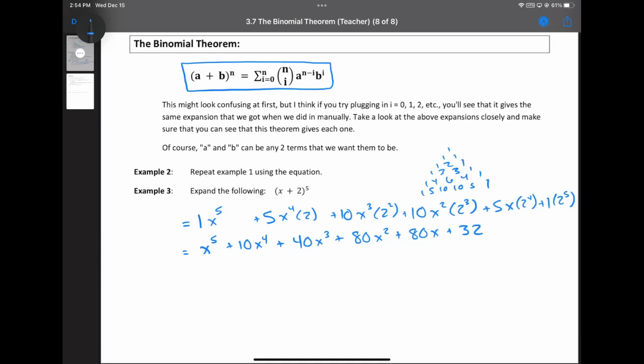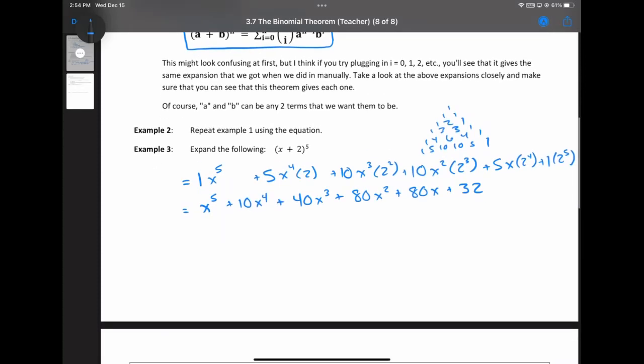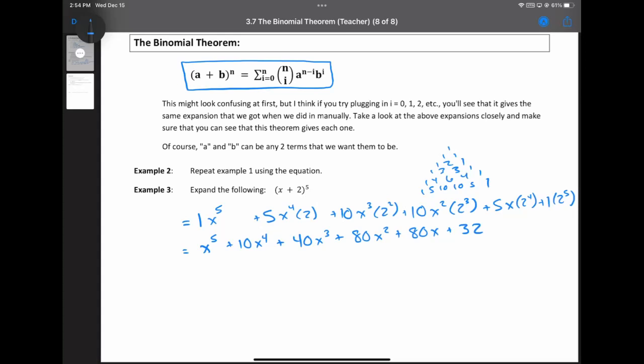All right. Sometimes when we're doing these, we don't need every single term. We don't need to add up all this. So this one, for instance, anything to the exponent 5 is going to have 6 terms in it, a 0th term, and then first, second, third, fourth, fifth.